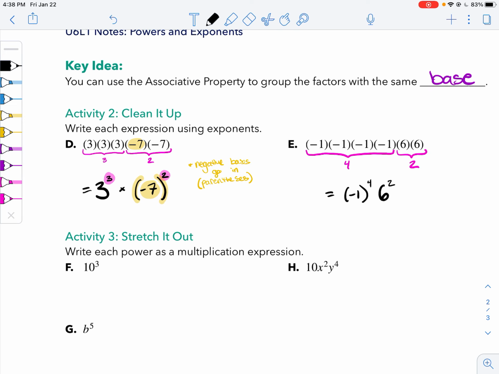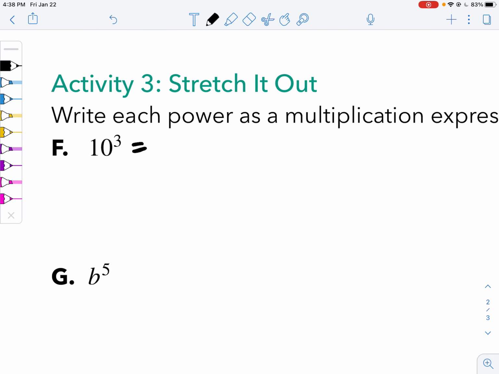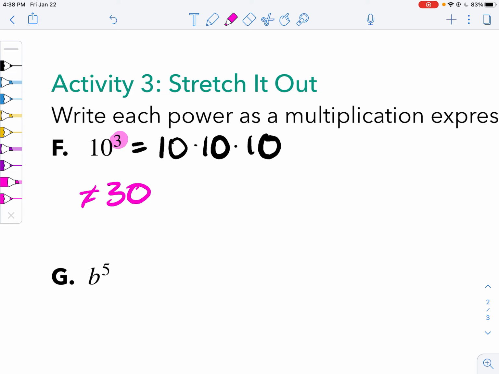Now we're going to do exactly what we did, but backwards. Yeah. You can write it as a multiplication expression just so you remember what that means. First of all, what does this not mean? This is not 10 times 3, okay? This is not 30. What this is, we look at 3, we multiply that many times. 1, 2, 3. 10 times 10 times 10, which is 1,000. Fun fact, right? Okay, so we make sure we have it 1, 2, 3 times.